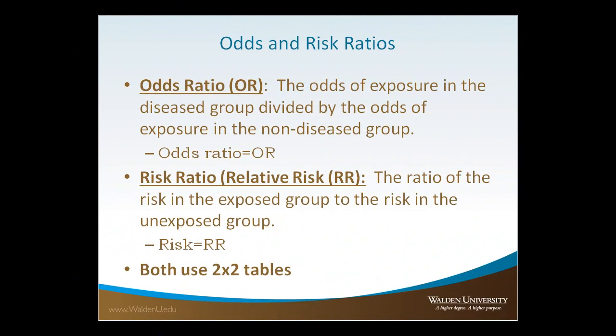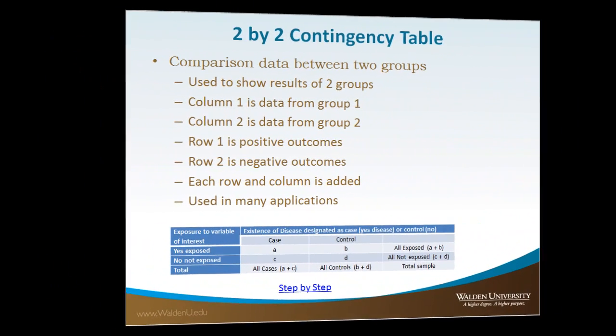The odds ratio and risk ratio are very similar. The odds ratio is the odds of exposure in the disease group divided by the odds of exposure in the non-disease group, while the risk ratio is the ratio of the risk in the exposed group to the risk in the unexposed group. Both of these use 2x2 tables. So let's take a closer look.